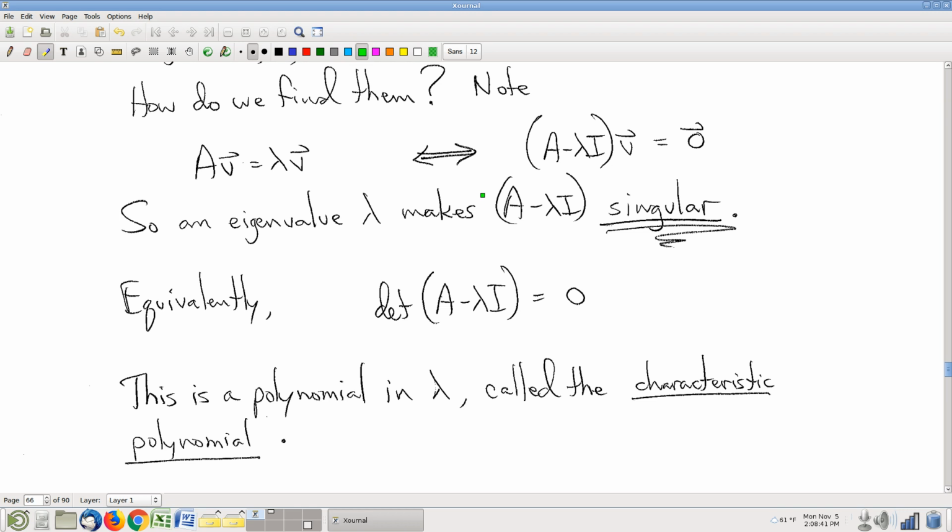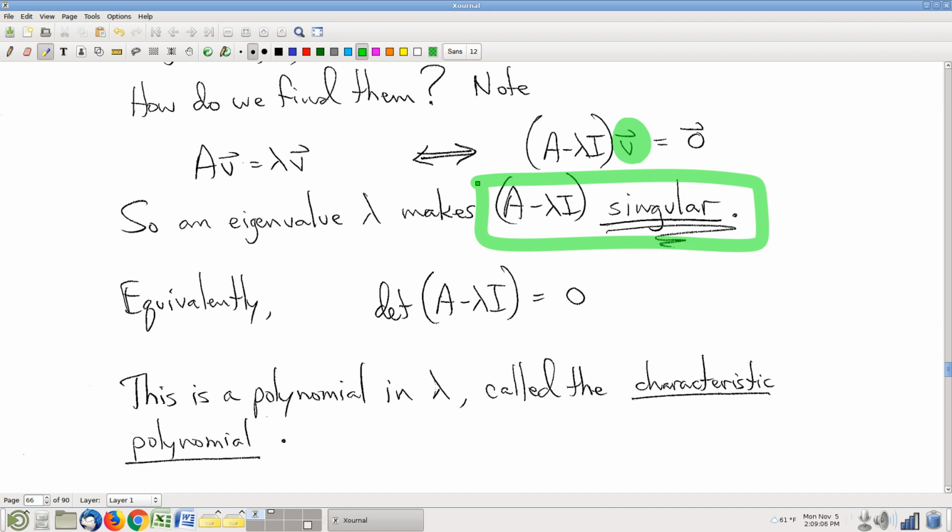But keeping in mind that this is not allowed to be the zero vector, right? We're not just looking for any old random null space. We're looking for a null space that we know is not empty. That means that this A minus lambda I matrix, since it has a non-trivial null space, that means it has to be a singular matrix.